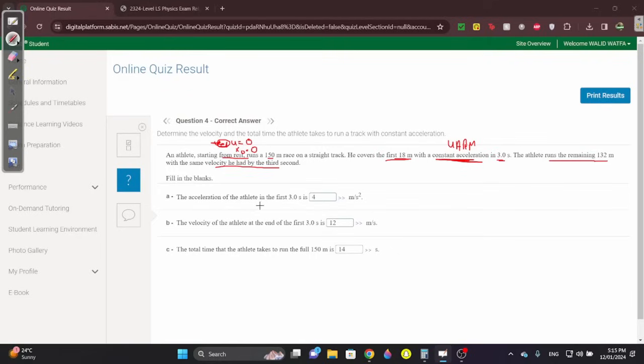They're asking what's the acceleration in the first 3 seconds. So for the first 3 seconds, we want to focus on this sentence over here. This is what matters to us. We don't care about the rest of the question. In the first 3 seconds, 18 meters is your displacement, and the time is 3, and they want the acceleration. Usually to find acceleration, you use the velocity, but in this case, we don't have the velocity.